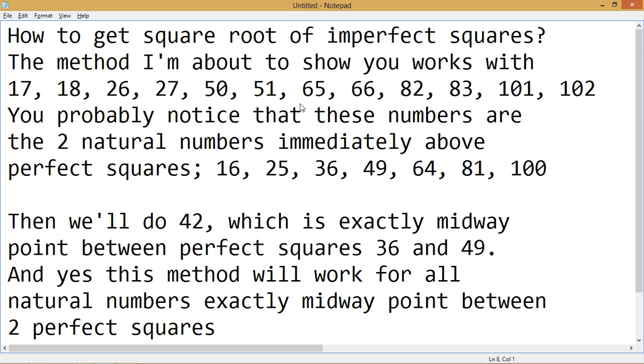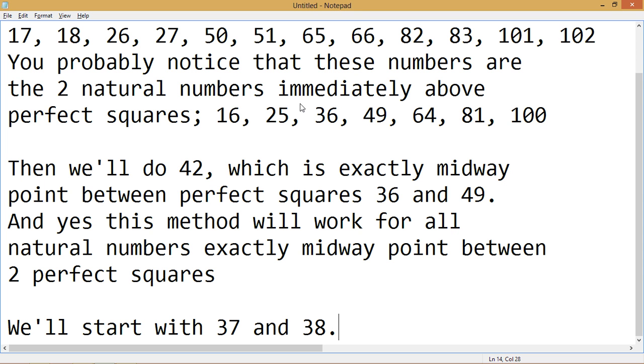In another video, I'm going to show you how to get the square root of 42, which, by the way, is exactly the midway point between two perfect squares, 36 and 49. And yes, this method will work for all natural numbers exactly at the midway point between two perfect squares. But for now, I'm going to show you today how to get the square root of numbers 37 and 38. So let's get started.